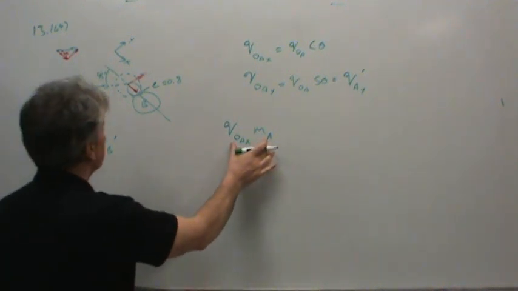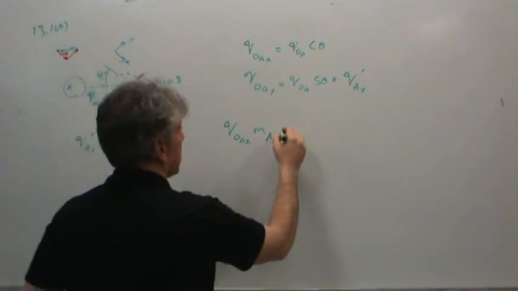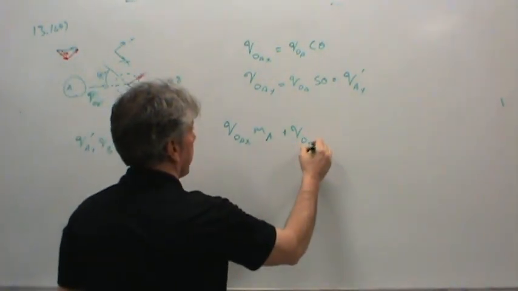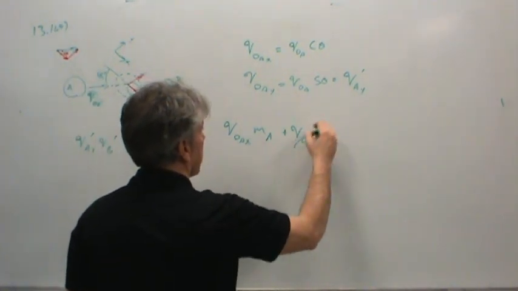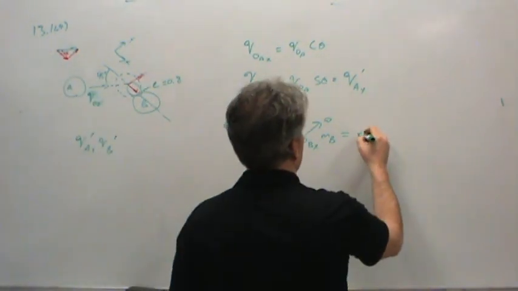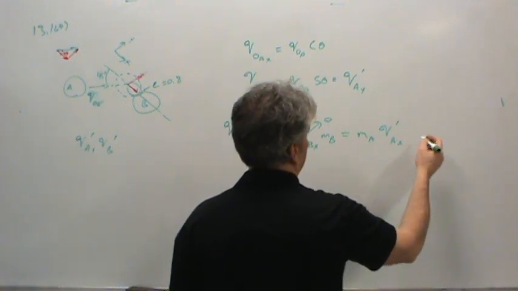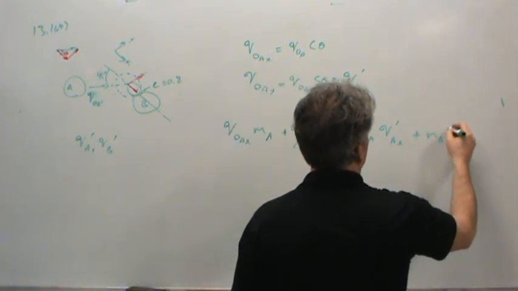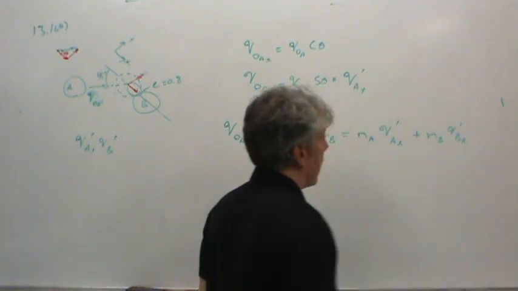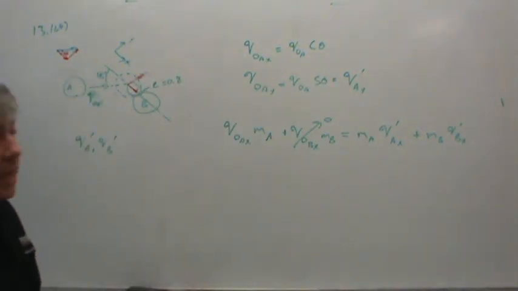So this is the momentum in the x direction of ball A plus the initial momentum of B in the x direction, well, guess what, that's 0 because it's not moving, equals the momentum of A in the x direction after impact plus the momentum of B in the x direction after impact. Okay. Now the mass of A and B are all the same.